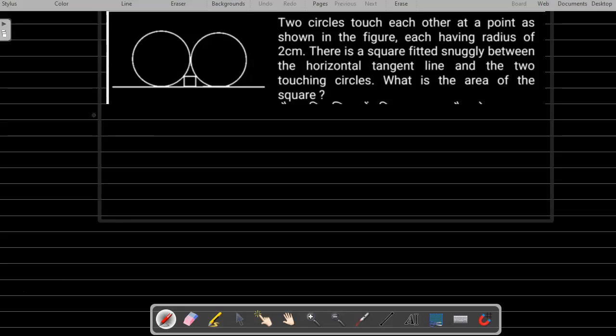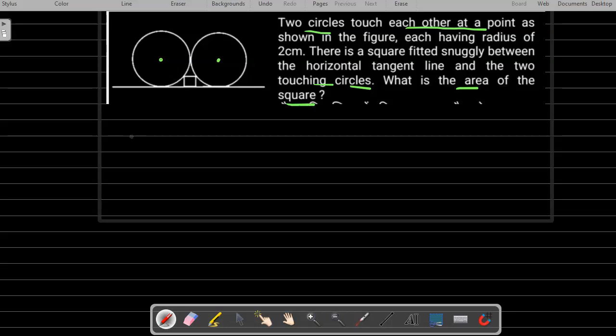In today's class, we will do this problem of mensuration 2D. It says two circles touch each other at a point as shown in the figure, like this, each having the radius 2 cm. So these two circles have radius 2 cm. There is a square fitted snugly between the horizontal tangent line and the two touching circles. What is the area of the square? So we need to find the area of the square.